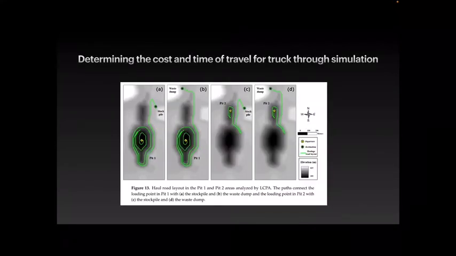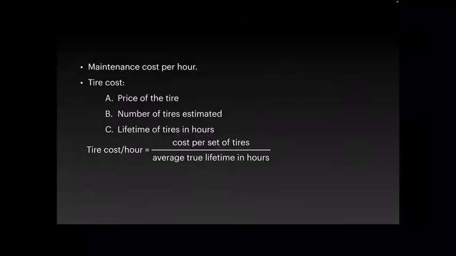So in this example we have shown here, this is a DEM elevation model of a mine, and the haul road is shown here in the green path. You can see the elevations can be taken from this elevation map, and you can simulate the path of the truck, as well as calculate the cost of the truck also.